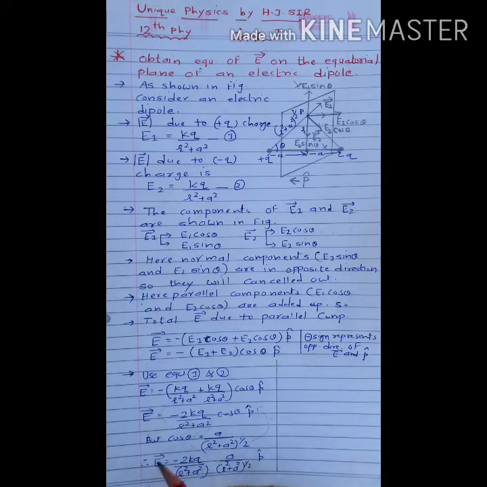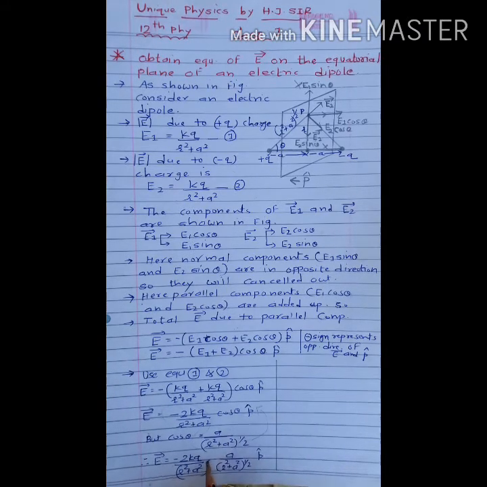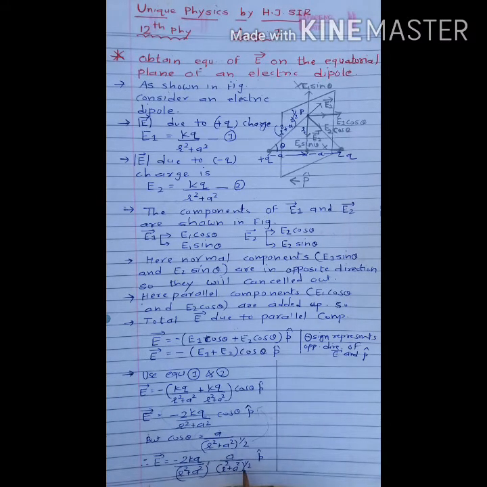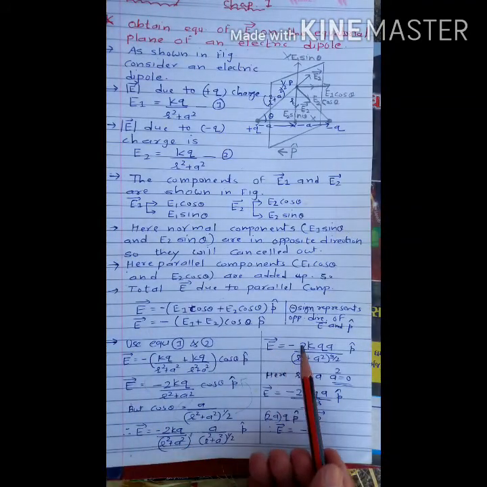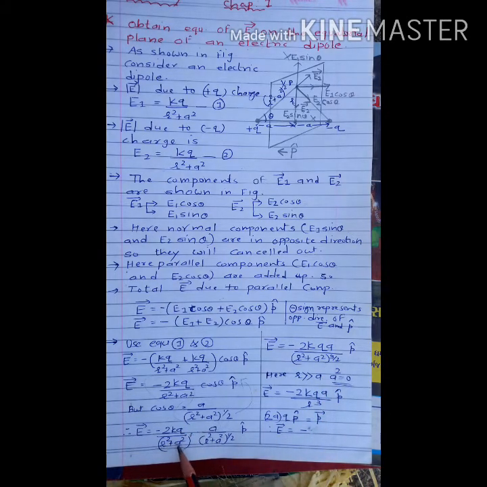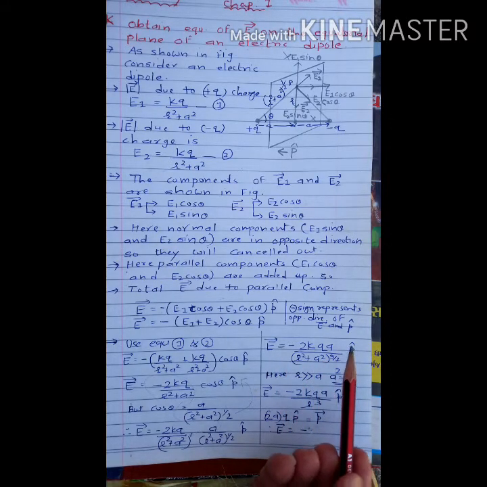Now here try to solve this mathematical step. In the denominator we have R square plus A square raised to power 1, and here R square plus A square raised to 1 by 2. So 1 plus 1 by 2 becomes 3 by 2. So our next step is vector E is equal to minus 2KQA upon R square plus A square into R square plus A square raised to 1 by 2, so it becomes R square plus A square raised to 3 by 2, into P cap.